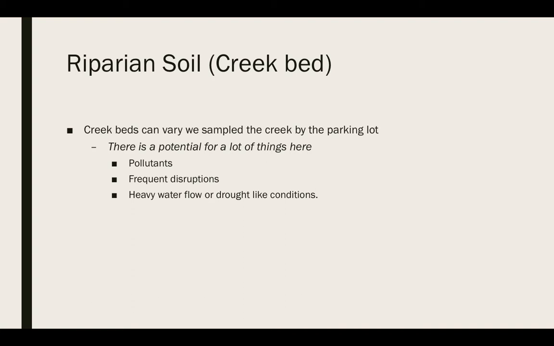They can vary. We sampled the creek over by the parking lot, so there's some potential for things there to be a little bit different. Pollutants, certainly, with runoff from the parking lots and things like that. And the frequent disruptions could be heavy flow or drought conditions, but you can also have more animals walking through, people walking through, things like that.